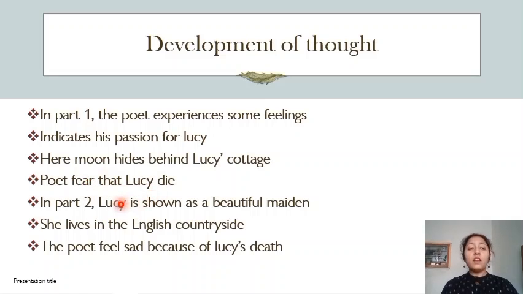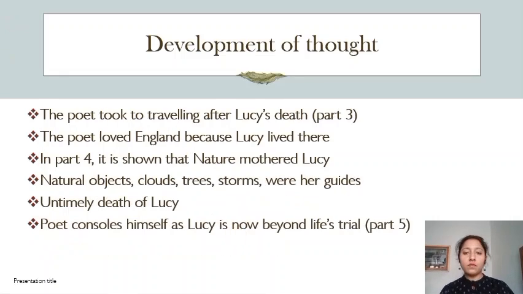In the second part, Lucy is shown as a beautiful maiden. She is very beautiful because she is living in nature. We are told that she is living in the English countryside, meaning she is living in a village. Now we are told that Lucy has died and the poet is feeling very sad because of her death. In part three of the poem, the poet is very sad because of the death of Lucy. That's why he started traveling in England and outside England. The poet discovered his love of England because Lucy lived there. Because he has an attachment with Lucy, he feels that he has an attachment with England also.